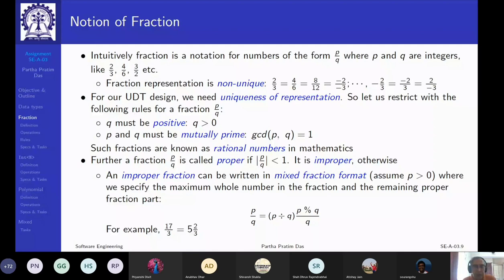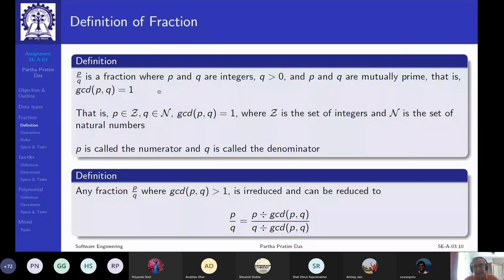Given that, since it is mathematical, it is possible to provide a concrete definition. So this is a concrete definition of P by Q. P and Q are mutually prime, Q greater than 0, P belongs to the set of integers, Q belongs to the set of natural numbers, P is called the numerator, Q is called the denominator. And if the GCD is not 1, then the fraction is irreduced, and it can be reduced by dividing the numerator and the denominator by the GCD. We know this.